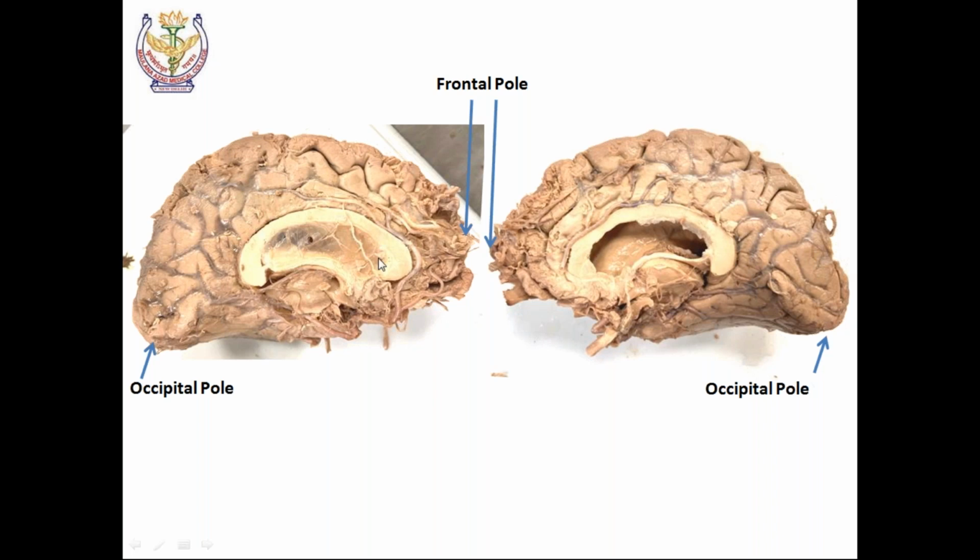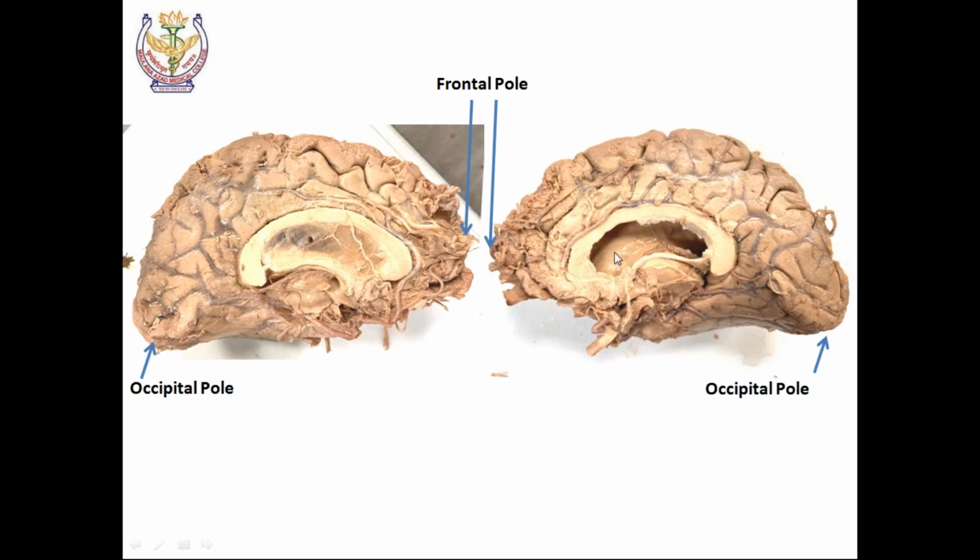Okay, then this is the other half of the same cerebral hemisphere, and you can again identify this prominent structure, that is the corpus callosum. And you can see a very thin sheet of membrane. That is what is called the septum pellucidum, which is going to separate the two ventricles. Okay, this is the cavity we'll be talking about.